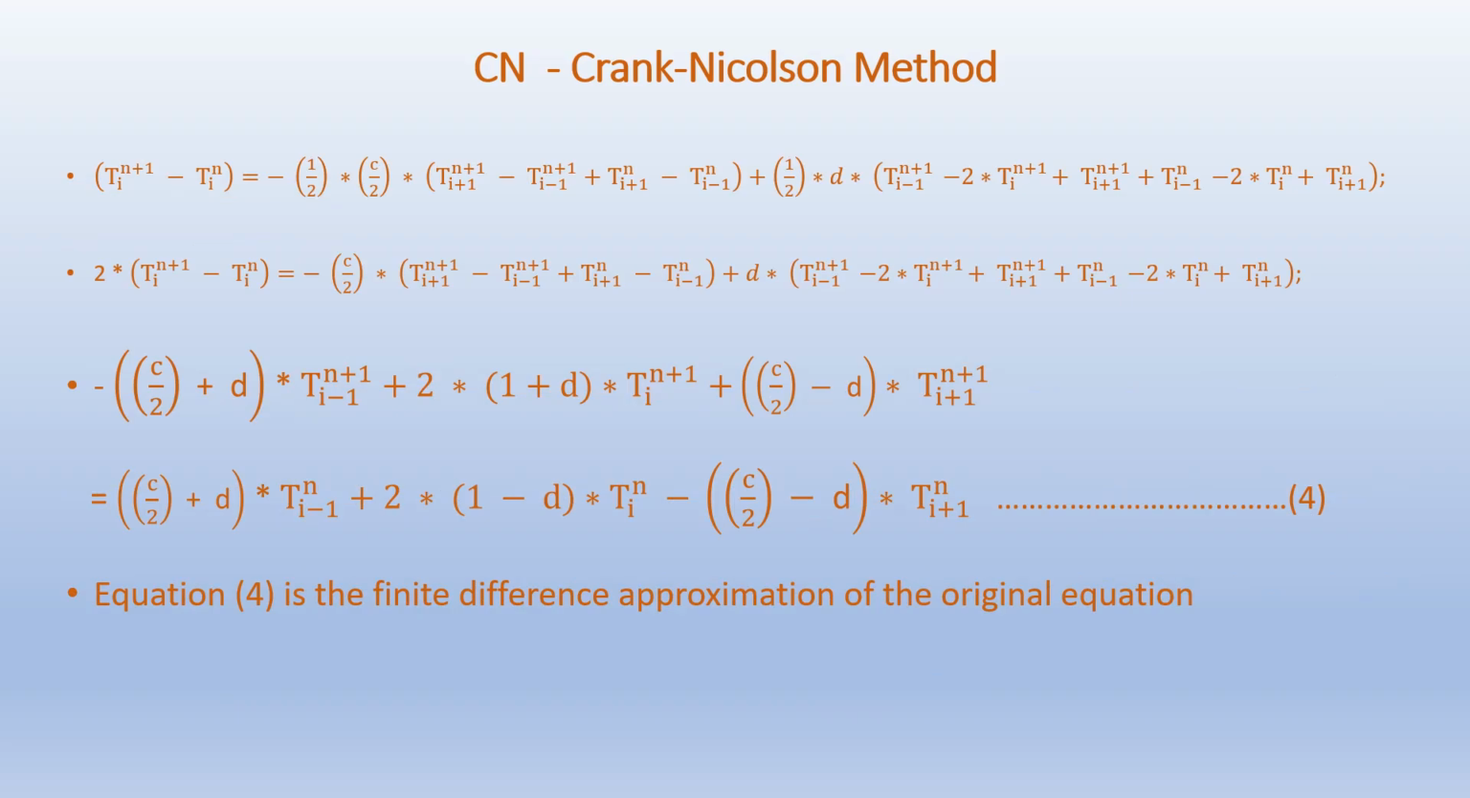the equation in the final form as shown in equation 4, which is minus (C over 2 plus D) times T_(i-1)^(n+1) plus 2 times (1 plus D) times T_i^(n+1) plus (C over 2 minus D) times T_(i+1)^(n+1) equals (C over 2 plus D) times T_(i-1)^n plus 2 times (1 minus D) times T_i^n minus (C over 2 minus D) times T_(i+1)^n. Equation 4 is the finite difference approximation of the original equation when we use the Crank-Nicolson method.